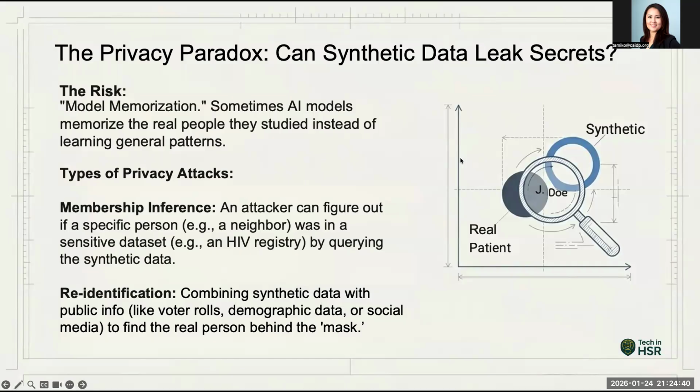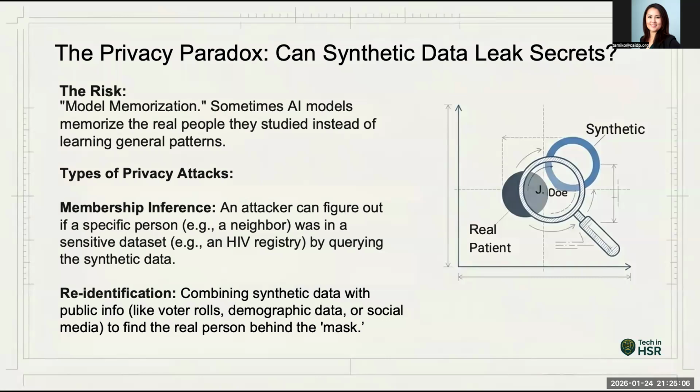So here's what we call the privacy paradox. Can synthetic data leak secrets? Yes, it can, and that's done through what's called model memorization. Sometimes AI models memorize the real people that they studied instead of just learning general patterns. This is a known phenomenon. There are two main types of privacy attacks that we worry about.